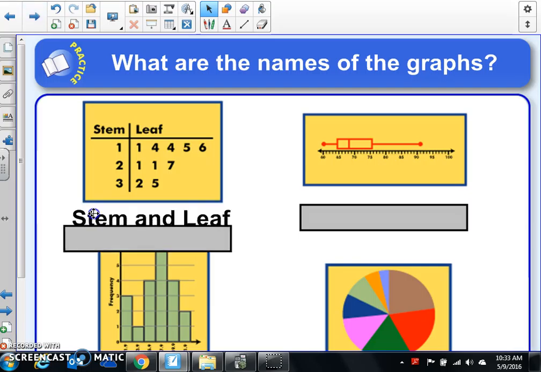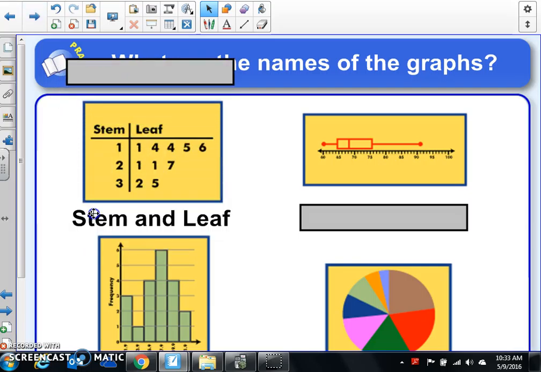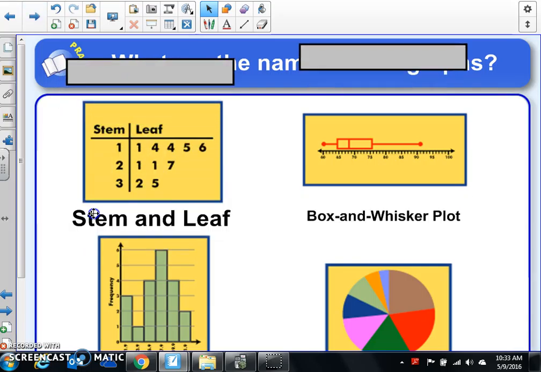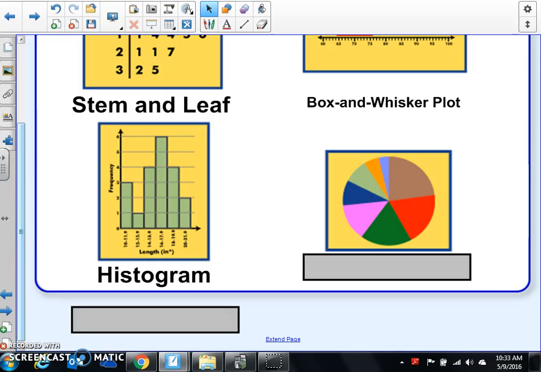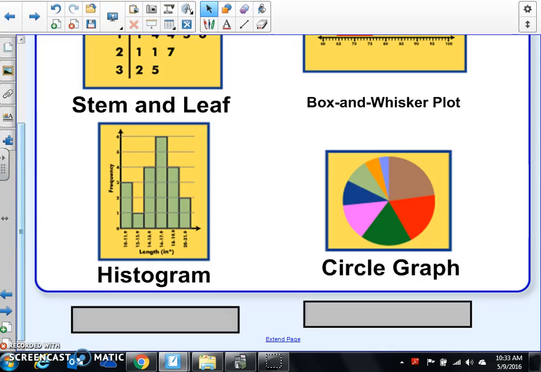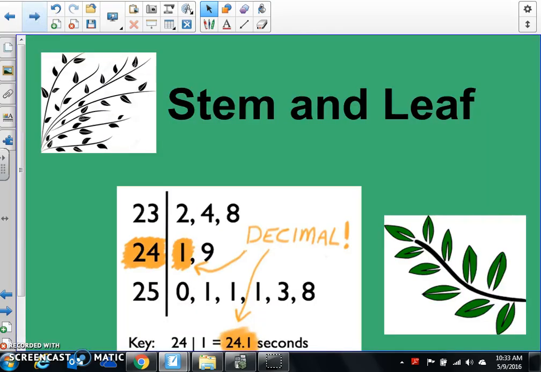This is a stem and leaf plot. We're going to be talking about those. This is the box and whisker, which we're going to be getting into. This is a histogram, not a bar graph. That's a histogram. And then that's a circle graph. We're really not going to be talking about circle graphs too much. All right, so stem and leaf.